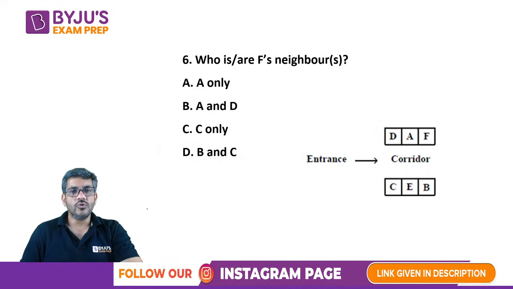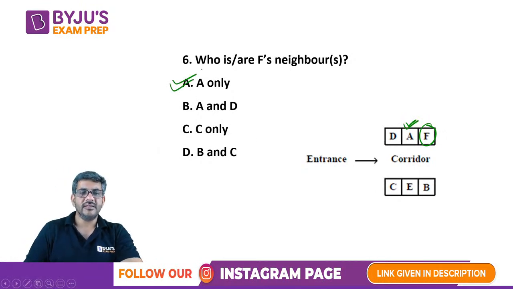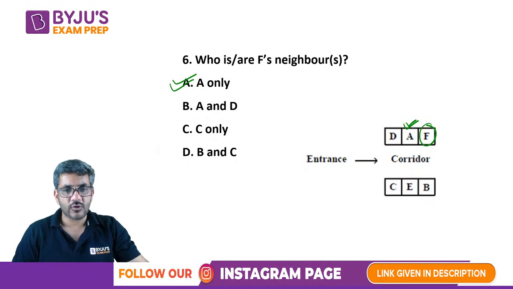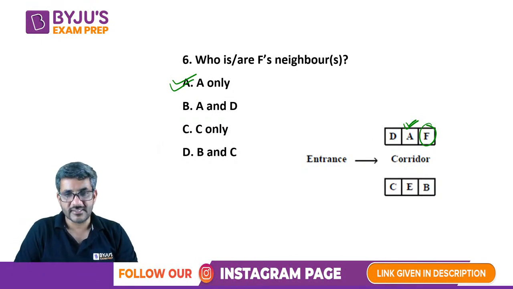And next, who is or are F's neighbors? F's neighbor is only A. So therefore my answer is A only. That is the correct answer. These are the three questions based on this data set.